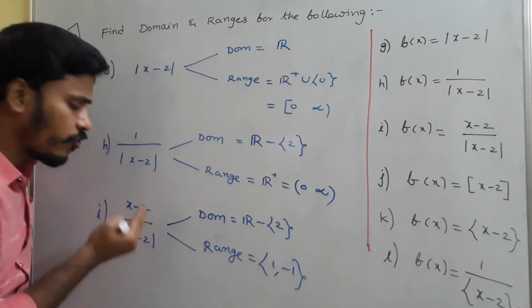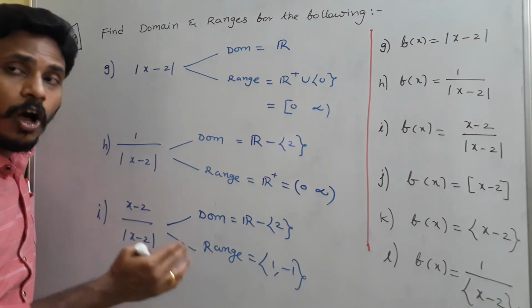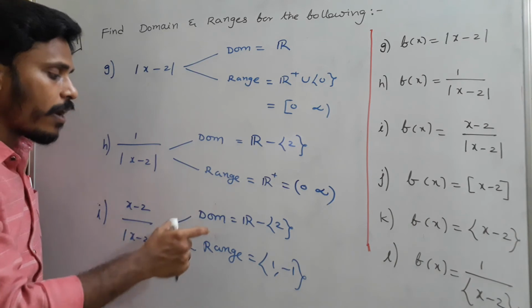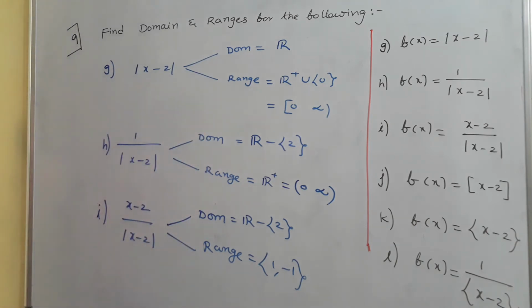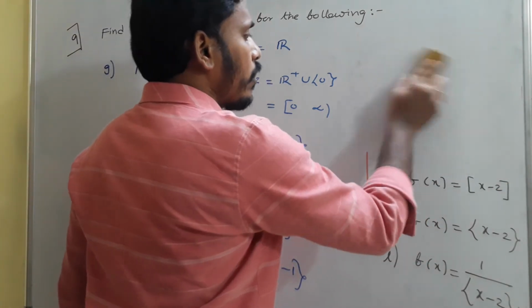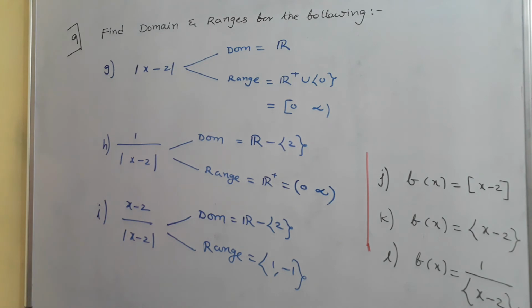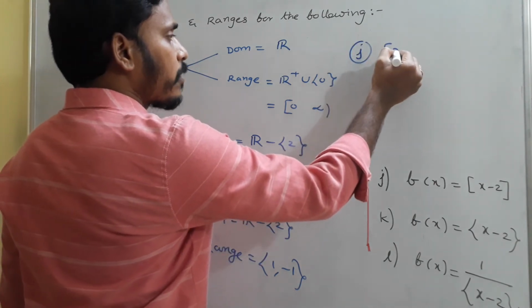If you wish, just take different values in the place of x, and you always get the range as either 1 or minus 1. So these are the domain and range for these functions. Okay. And after that, x minus 2 by mod x minus 2, our next function is j, which is step of x minus 2. Yeah, just think about that, step of x minus 2.